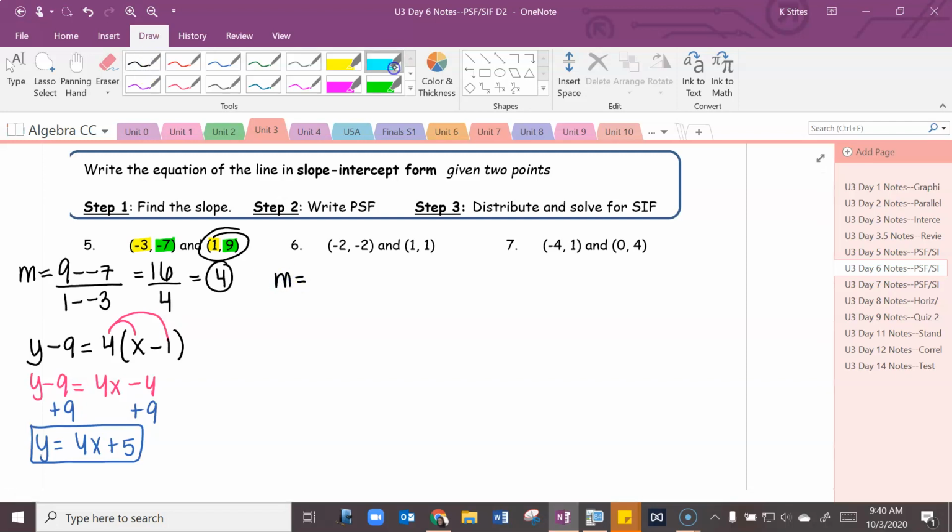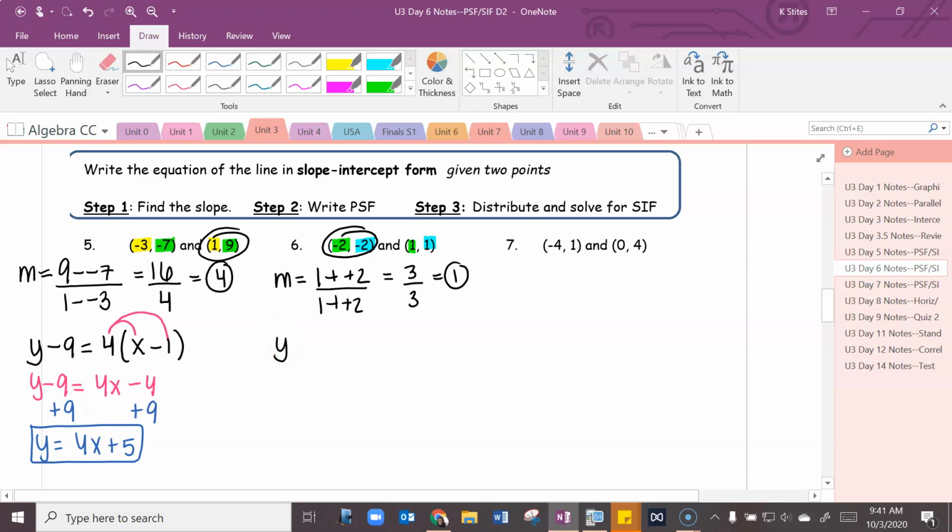Slope comes first. y2 minus y1. 1 minus negative 2 over x2 minus x1. Same thing. These become a plus plus. That's a 3 divided by 3, which is equal to 1. Again, this is our slope that we just found. Now you can pick whichever point you want. This time I'm going to go with the first one.